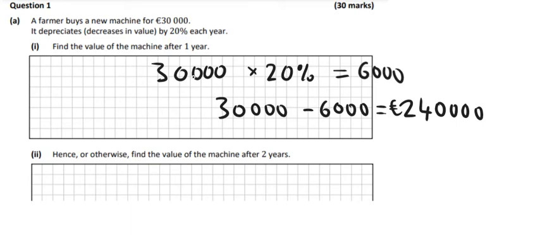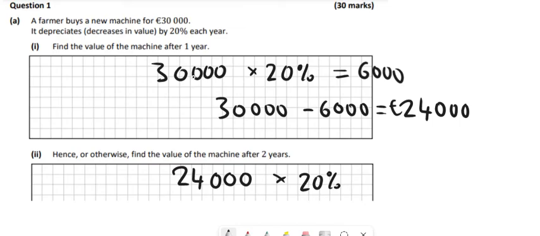So the big mistake people will make here, and it's easy, is they'll take away another 6,000 from 24,000. Sorry, I put in too many zeros there. What we have to do is, because the machine now is valued at 24,000, it's 20% of the 24,000, and that won't be the same thing as 20% of 30,000. So we have to find 20% of that again. So multiply by 20% or by 0.2 on the calculator, and we should get 4,800.